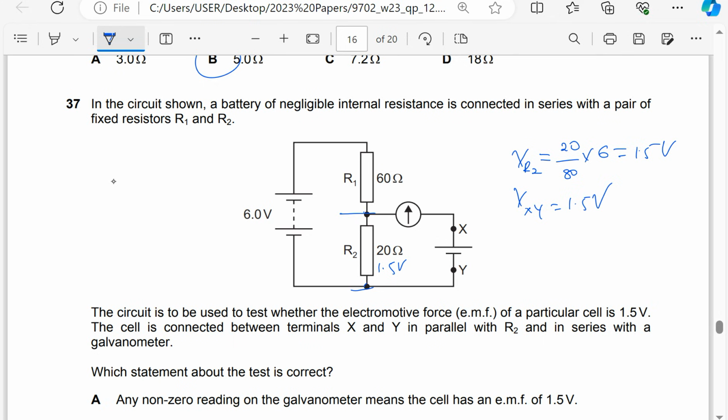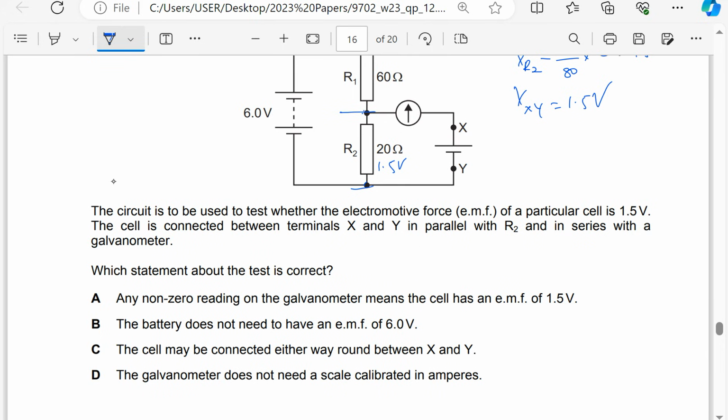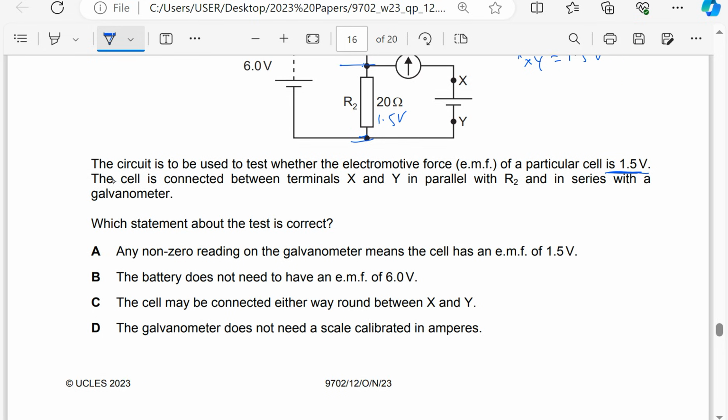The PD across R2 should also be 1.5 volts, if the galvanometer is to give a balanced reading, that is, if the reading of the galvanometer is to be 0. Then the PD across R2 should be equal to 1.5, because the EMF of the cell to be tested, if it is correct, should be 1.5. So let's see what is given.